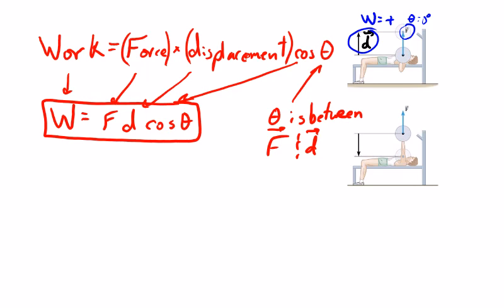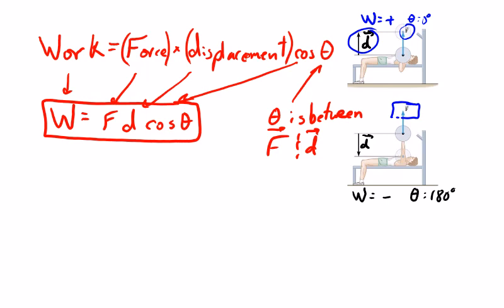In this second case, however, our force is still acting upward. When you bring that bar back down, you still have to apply an upward force. You don't have to pull it back down. Gravity's doing that for you. But in this particular case, your displacement would be in the downward direction. And so here we would have negative work because our angle is going to be 180 degrees.